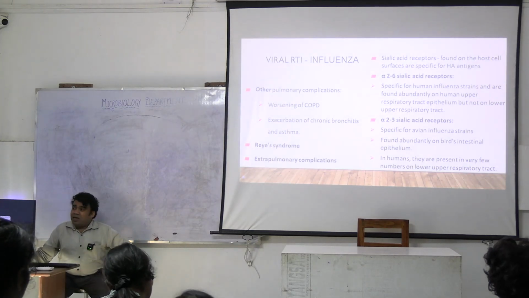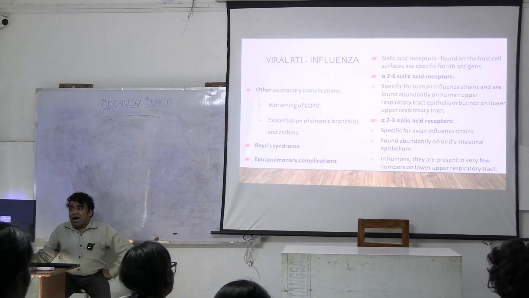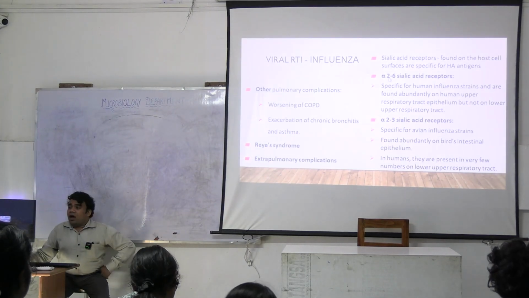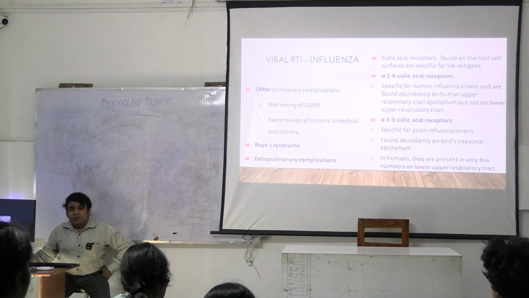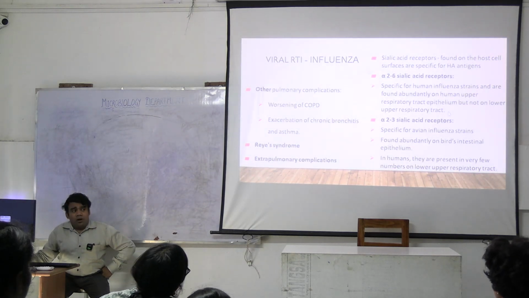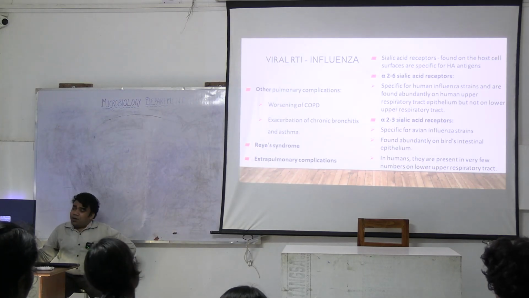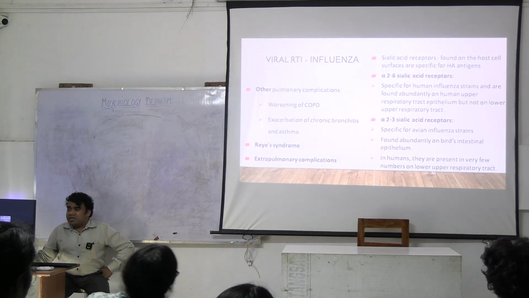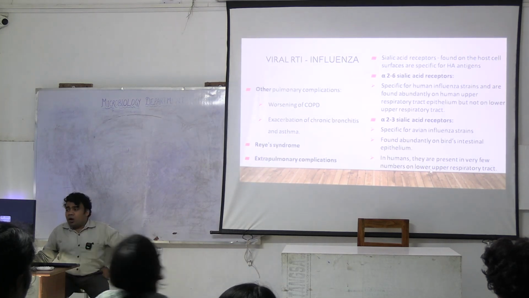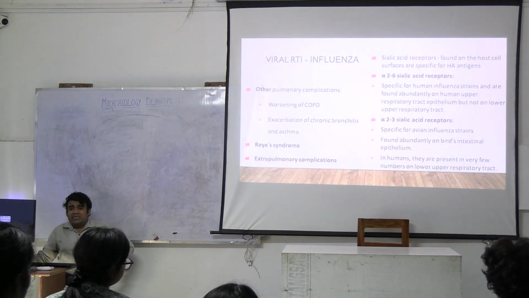এখানে একটা জিনিস মনে রাখবে, alpha 2,6 sialic acid receptors, এটা একটুখানি মন দাও। These receptors are present in the human upper respiratory tract but not in the lower respiratory tract. ঠিক আছে, এটা first point মনে রাখবে। Second point হচ্ছে alpha 2,3 sialic receptors. These are present in a very few number in the lower respiratory tract of humans. However, they are found in the bird's intestinal epithelium.